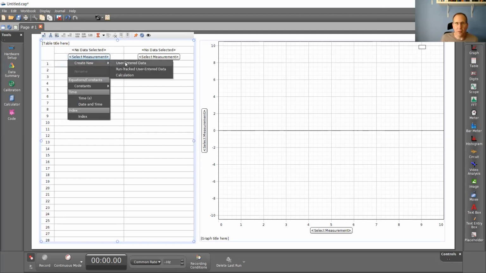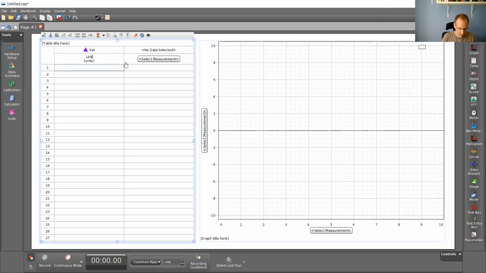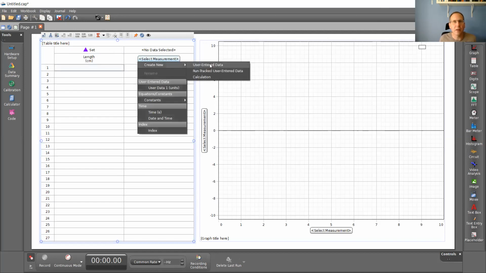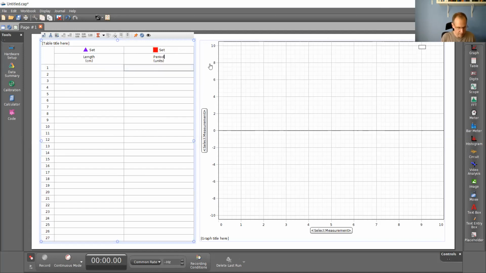I want to select measurement, create new. We're going to do length. That's going to be on the x-axis. So units are cm for centimeters. And then I want this to be period. And that will be s for seconds.